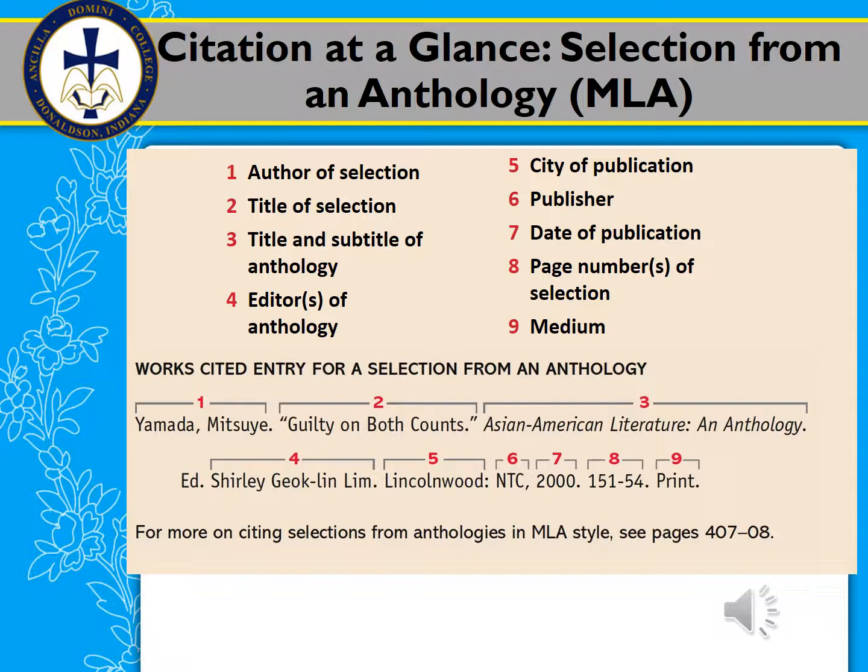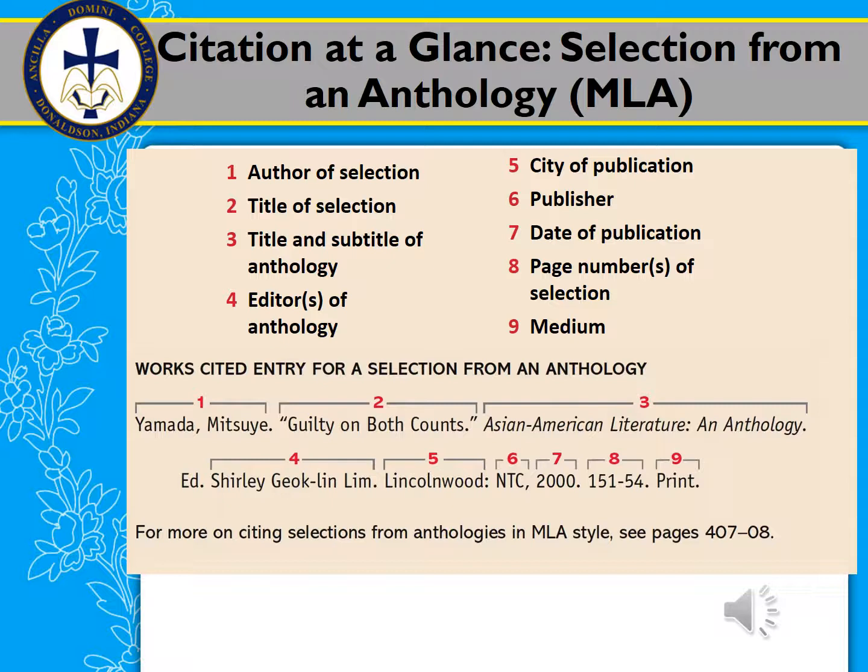We can see that the author of the selection goes first, and then the name of the chapter or the article is in quotation marks, and that would be number 2 there, "Guilty on Both Counts." Then the name of the book, Asian American Literature: An Anthology, goes in italics after the name of the article or the chapter.